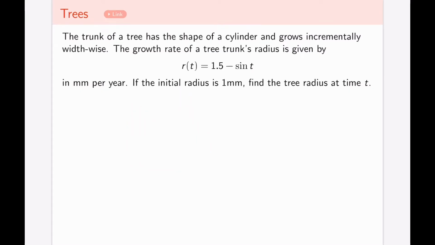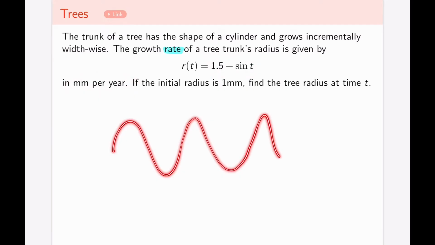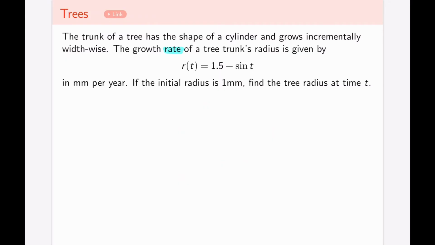Note that the formula we're given is the growth rate of a tree's trunk radius. So the growth rate, not the radius itself. R stands for rate, not radius. And this is in millimeters per year. Now, it does follow the sinusoidal curve, which also makes sense because it would make sense that trees grow slower in the winter and faster in the summer when they have more nutrition available.